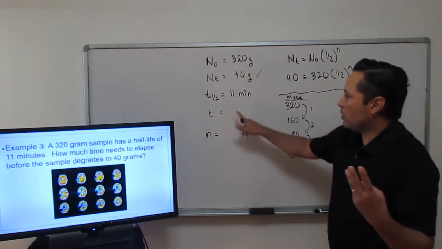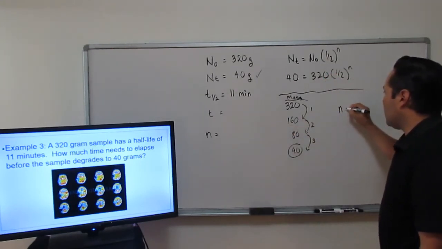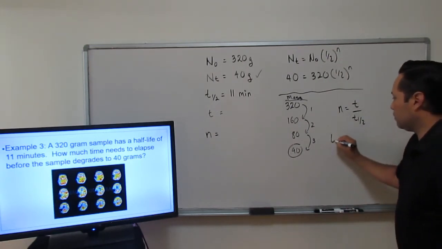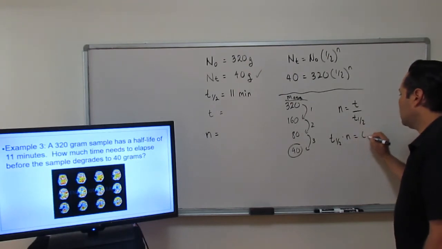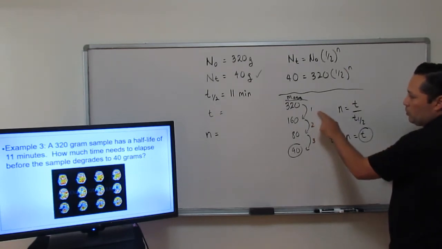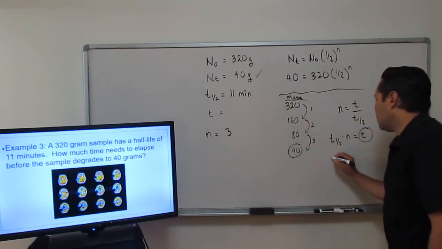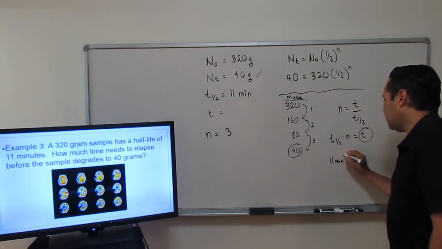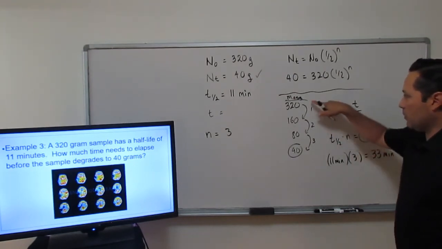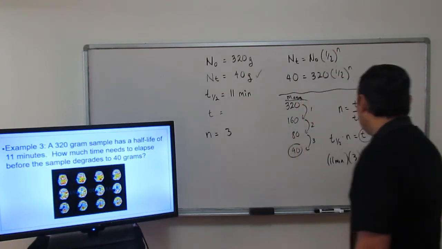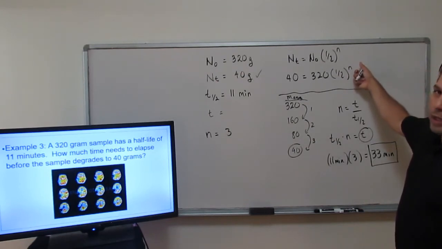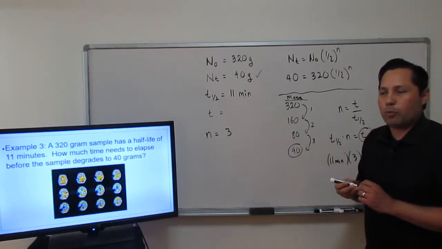Now that I know that, to get time, remember the formula was n equals t over the half-life. So if I move the half-life here, to get the time, I just need to multiply the half-life times the number of half-lives, which was 1, 2, 3. 3 was the number of half-lives. So in this case it would be 11 minutes times 3 half-lives. This whole process will take 33 minutes to get it down from 320 to 40. So that will be our answer, 33 minutes. Solving for that 33 minutes here, again you need logarithms, and that is just outside of the scope of our chemistry class.